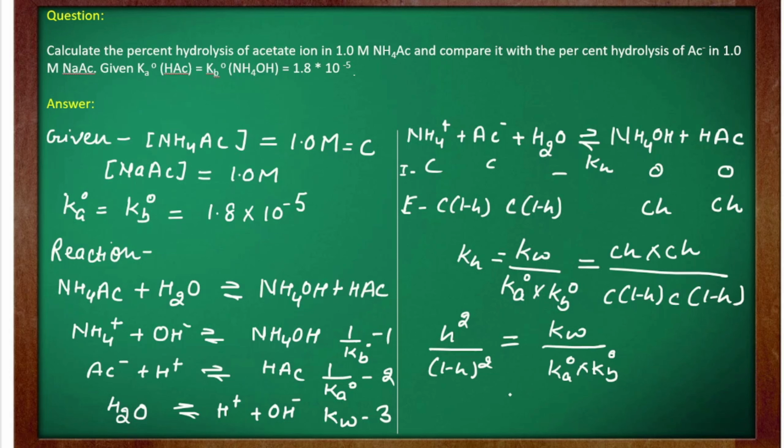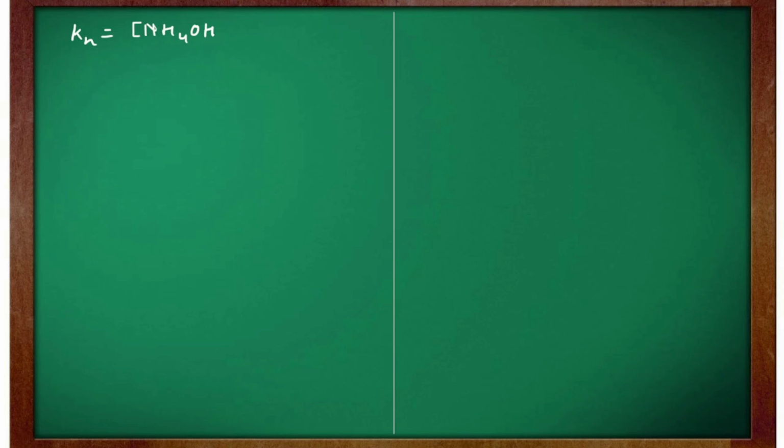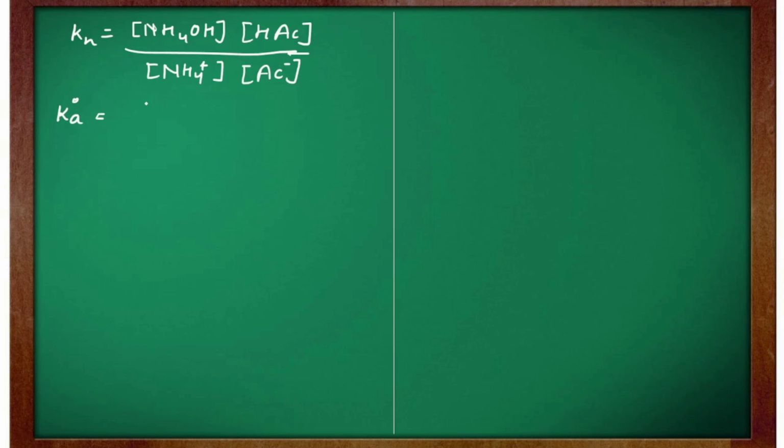h divided by 1 minus h is equal to square root of Kw divided by Ka and Kb. Dissociation constant of hydrolysis is equal to multiplication of concentration of product divided by reactant, which is equal to ammonium hydroxide multiplied by acetic acid divided by ammonium ion and acetate ion.